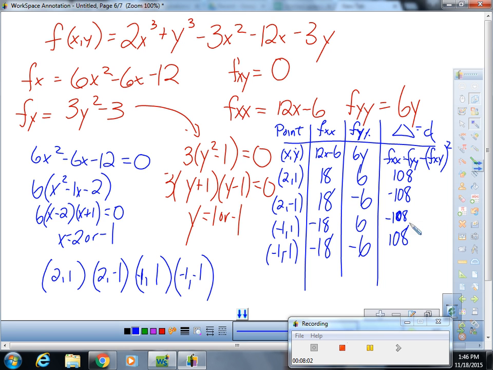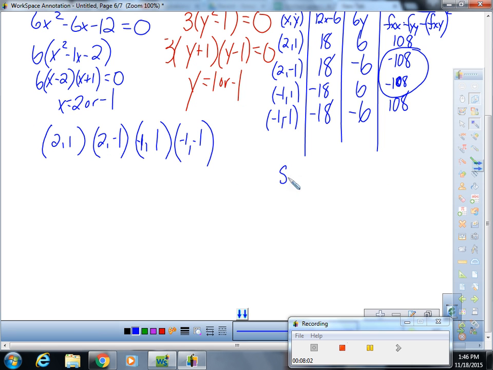We do have 2 confused pigs. When the discriminant is what? When the discriminant is negative, then we have saddle points. So, we have saddle points at the 2 in the middle, 2 comma negative 1 and negative 1 comma 1. And then here we have the D is positive, the partial is positive, happy happy gives us a minimum, okay?